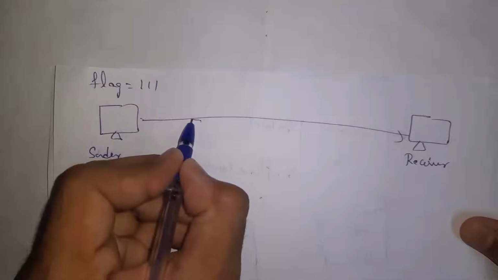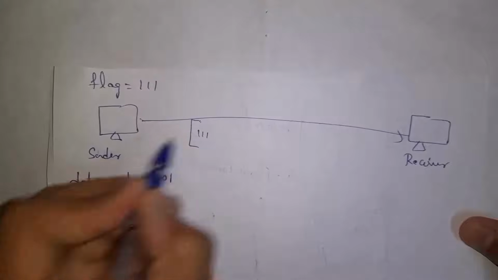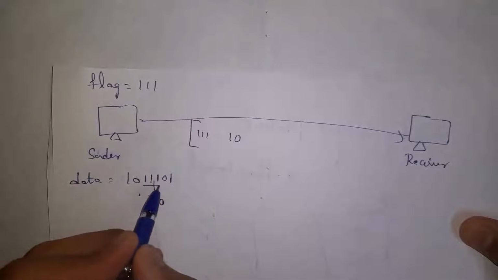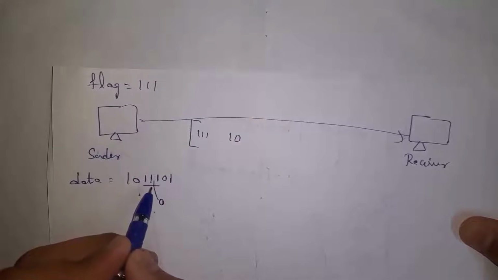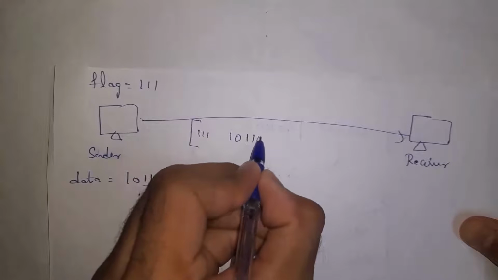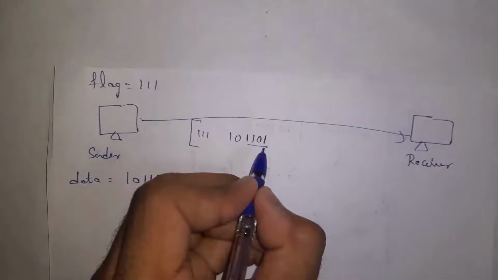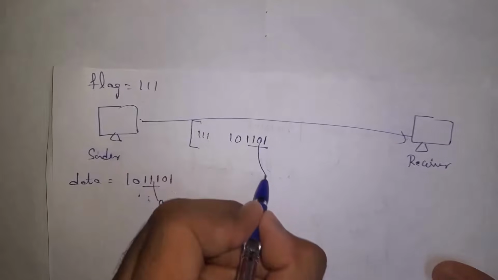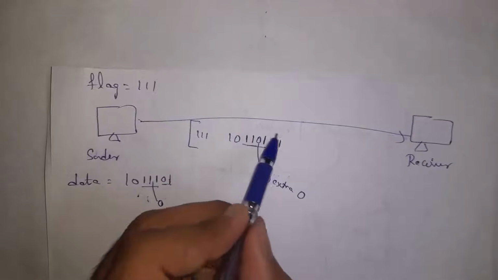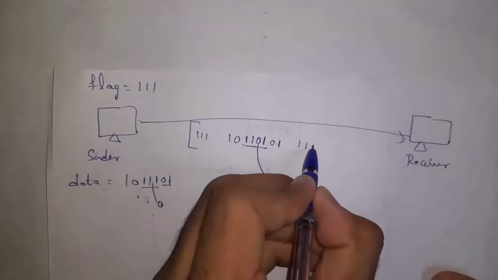So the bit stuffing method will have the flag, that is 111, and then the data. Actually here there are 111s. So what the bit stuffing method will do is add an extra 0 after two ones in order to avoid the flag in our data. So 11 and 01. Instead of 111, the bit stuffing method will add an extra 0 after two ones and then 01. Now there are no flag characters in this data, and again add the flag at last.